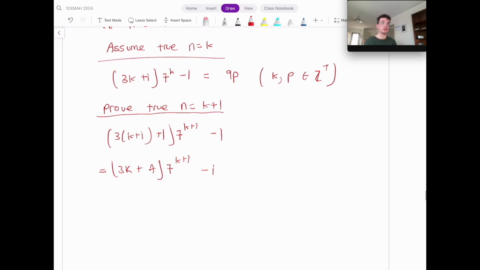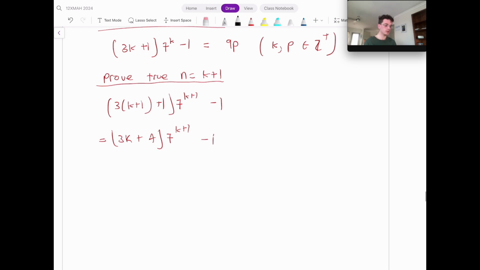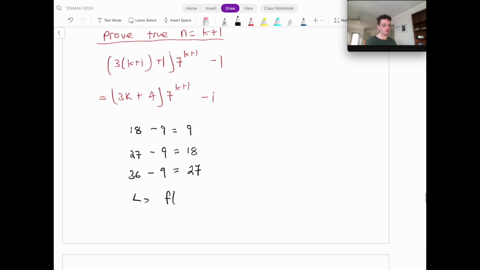So if you are faced with a question like this in an exam and your substitution is not working, there is another strategy that also works. If we have a look at, say, the number 18, if we take away 9, we get 9. If we have 27, take away 9, we get 18. If we have 36, take away 9, we get 27. So what I'm trying to get at here is if we have any multiple of 9 and we take away 9, we're going to get another multiple of 9, and that's going to work for any number. So we might say f of k plus 1 minus f of k is also divisible by 9.